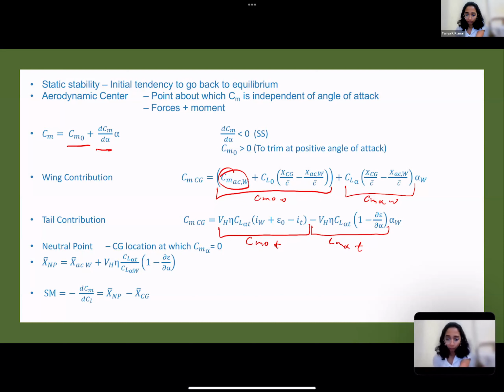To know why they are, just go over the week 1 and week 2 contents. Okay. CL naught. What is CL naught? CL at zero angle of attack. Correct. XCG is the location of CG. C bar is the mean aerodynamic chord. XAC wing is the location of the aerodynamic center of the wing. CL alpha. What is CL alpha?